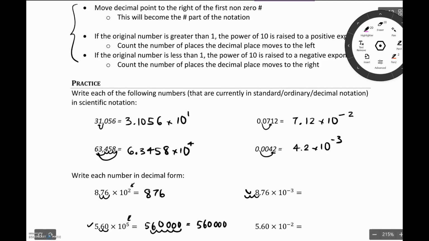In this case, it's a small number, so we're moving to the left. So 1, 2, 3, then the decimal point, so it becomes 0.00876. Let's check. The decimal point was here, 1, 2, 3 places, so it's indeed 0.00876. And this one you try on your own, it's going to be 0.0560. Okay.